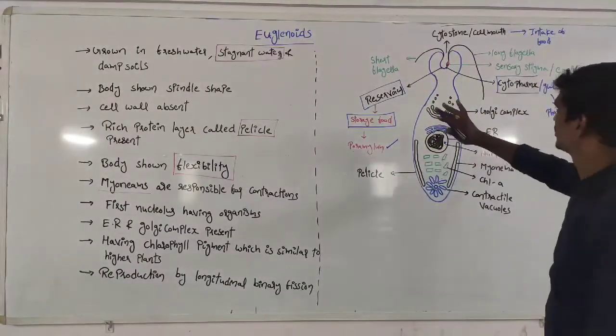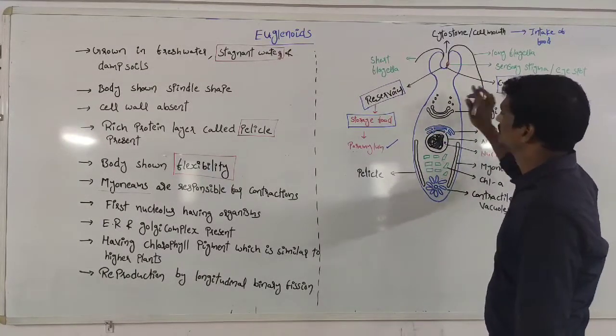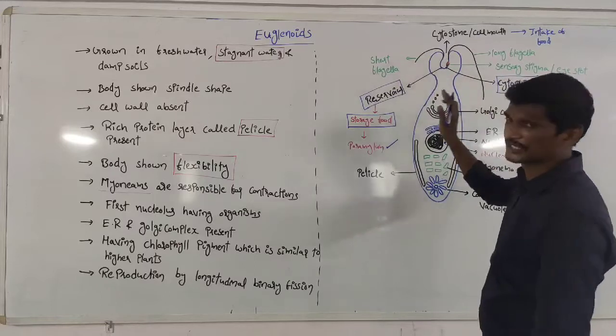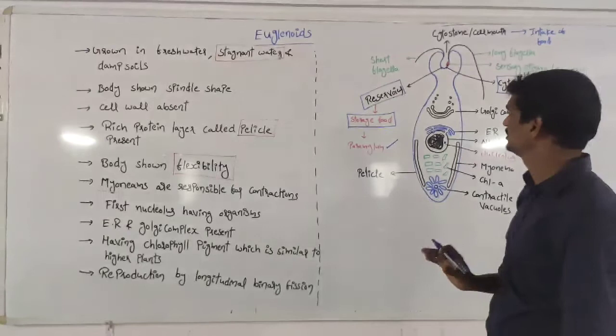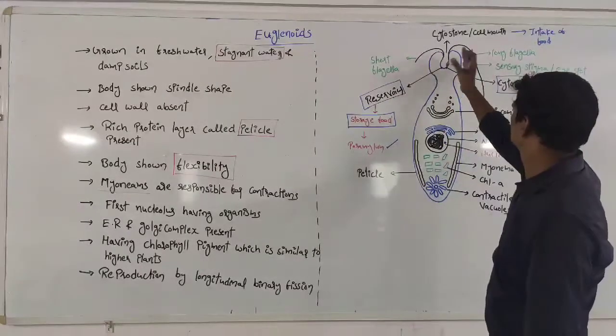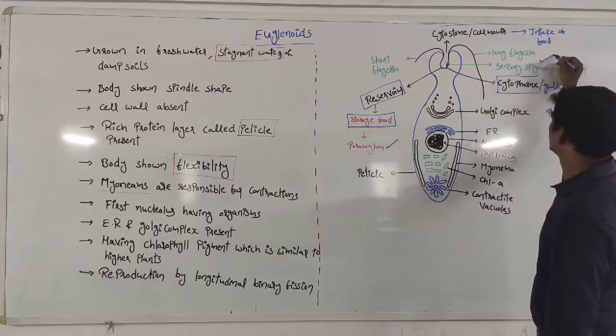I discussed three major points here: the cytostome, the cytopharynx and the reservoir. These three are related to the intake of food, digestion of food, and storage of food. Right? And we already discussed the short and long flagella. And next one, the sensory stigma.